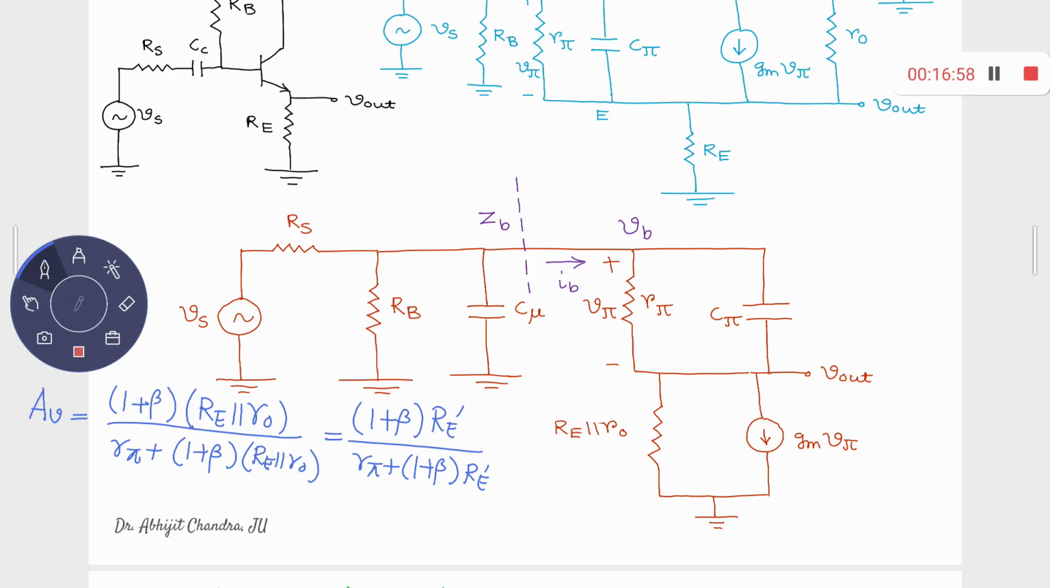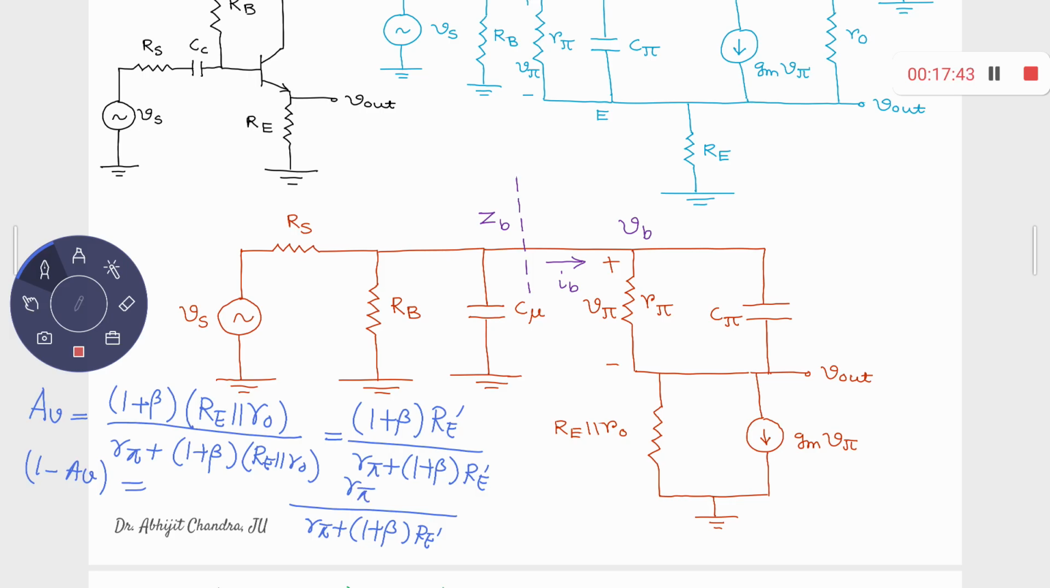And lastly, you have noticed that whenever we encounter the Miller effect, the impedance looking from the input side is Z in equal to Z actual divided by 1 minus A, right? This is the expression for the voltage gain. So what will be 1 minus AV? Once again, you have R pi plus 1 plus beta times Re prime in the denominator. In the numerator, you have R pi plus 1 plus beta times Re prime minus 1 plus beta times Re prime, so you are left with only R pi, right?